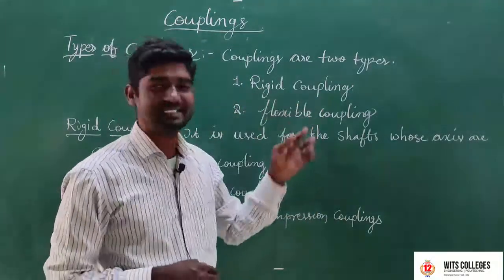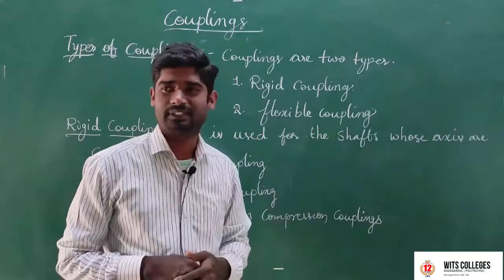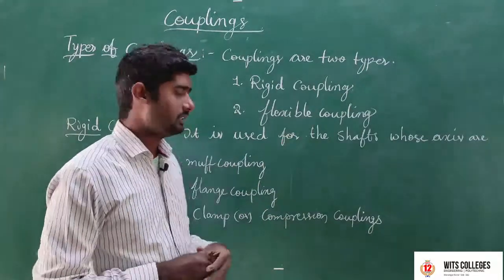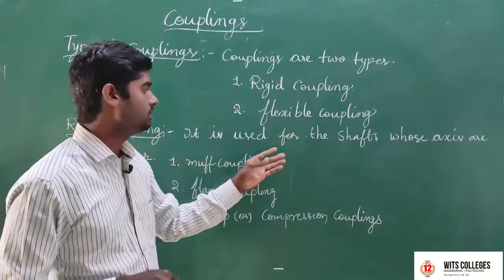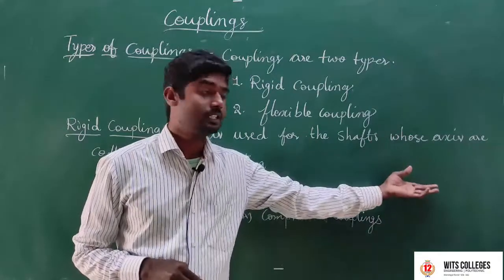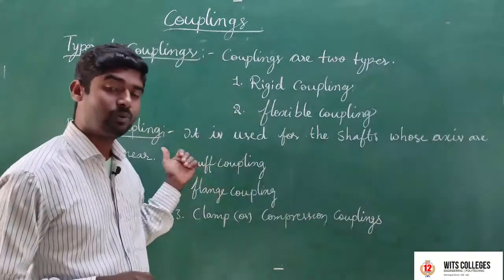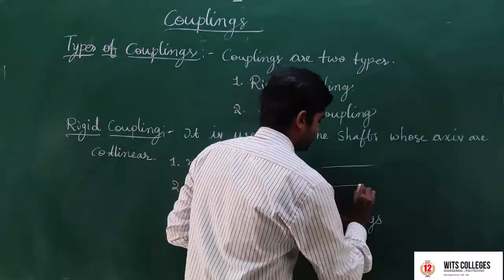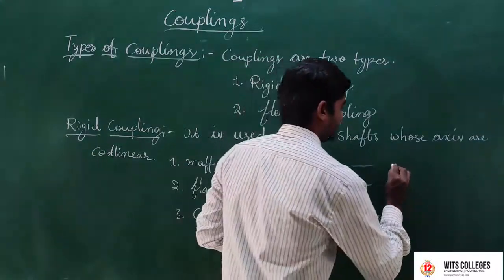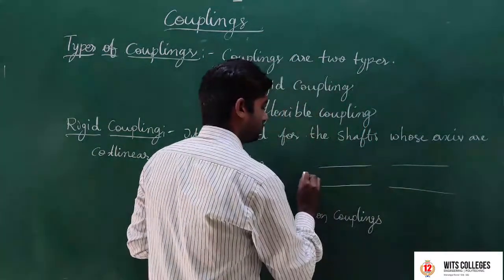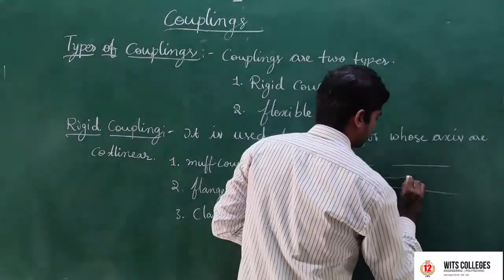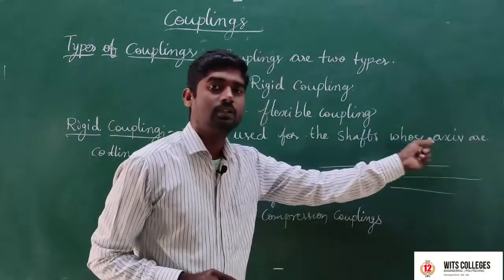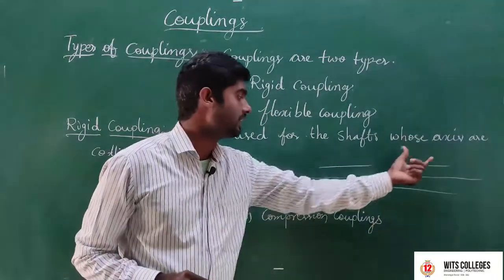The first type is rigid coupling, the second is flexible coupling. What is a rigid coupling? What is a flexible coupling? A rigid coupling is used for shafts whose axes are collinear. Collinear means like this is one shaft, this is another shaft, and the two shafts' axes are collinear.